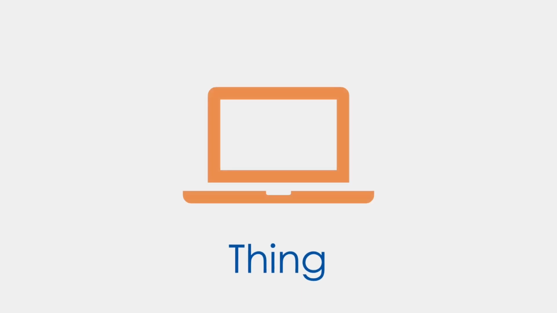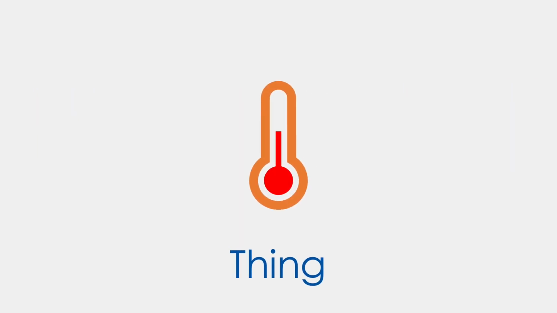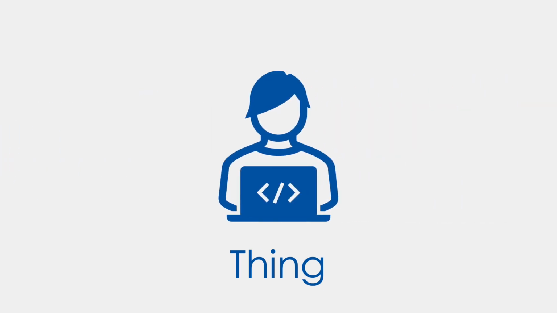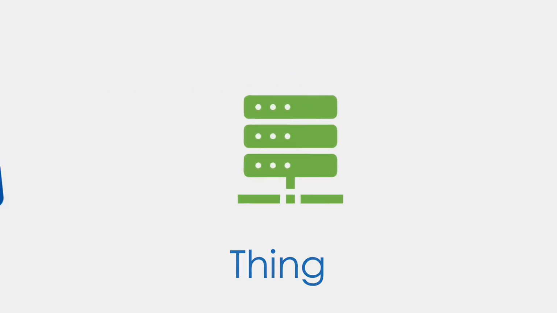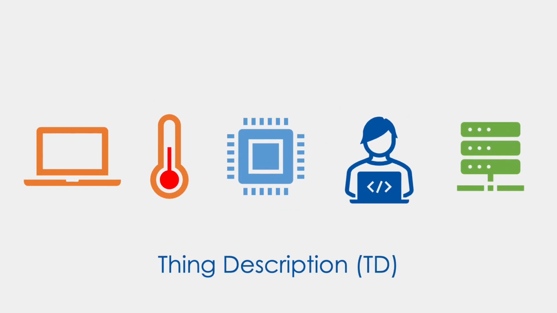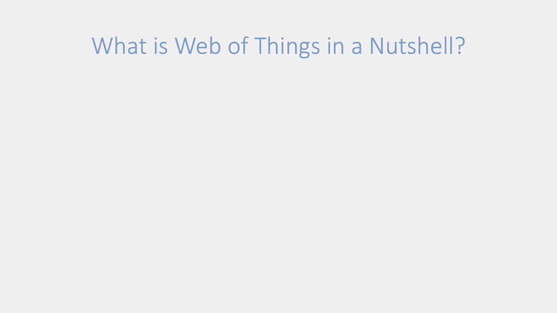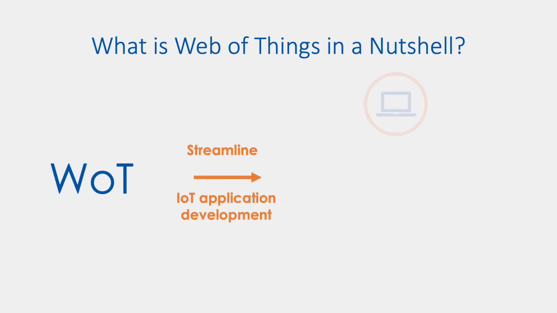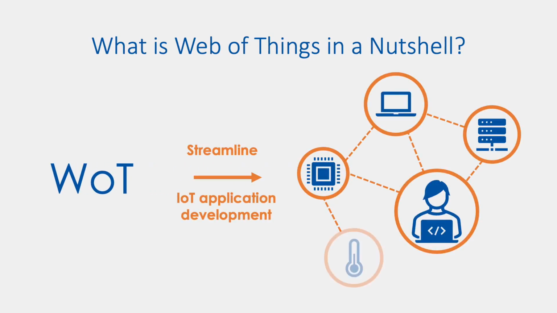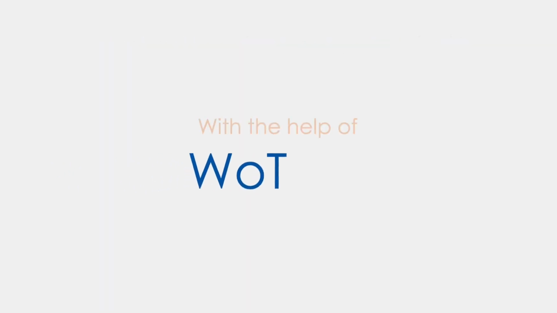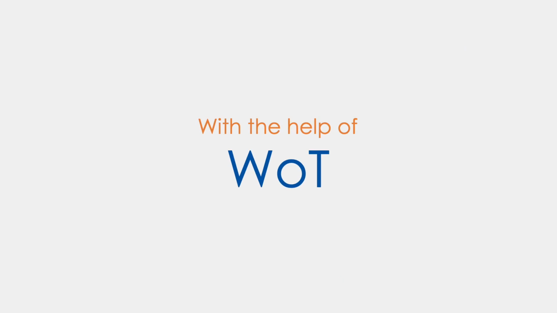So let's talk about a thing and thing description. In the Web of Things architecture, a thing is defined as an abstraction of an Internet of Things device or service, and thing description provides descriptive metadata for a thing. Web of Things provides a set of standardized technology building blocks that help to streamline Internet of Things application development by following the well-known and successful web paradigm.